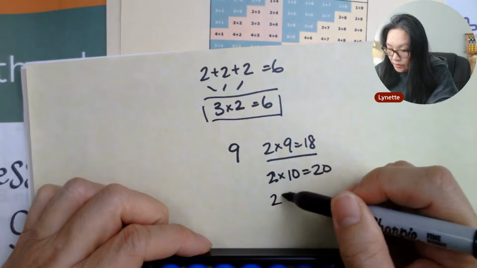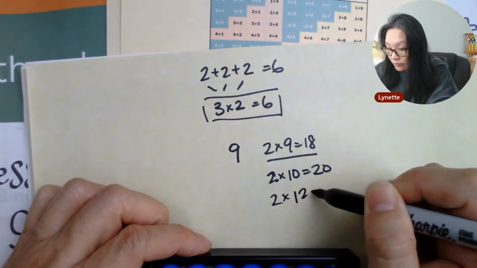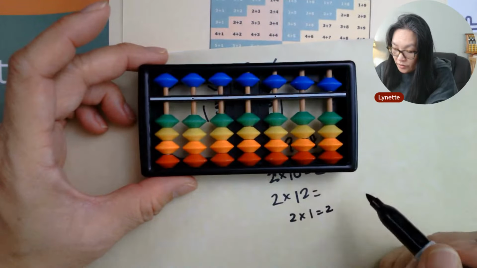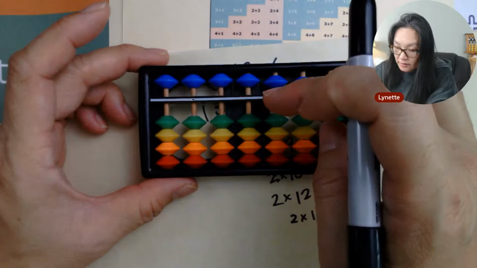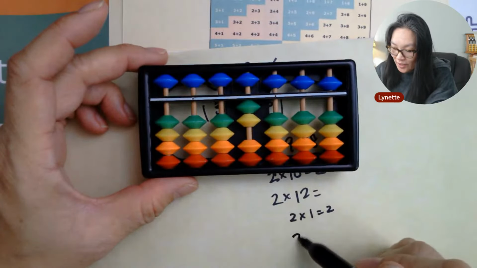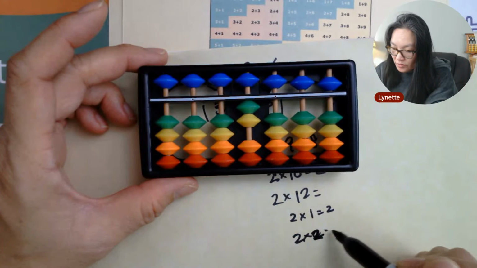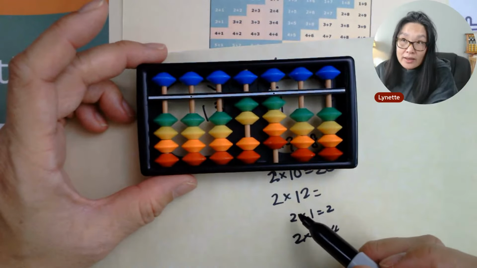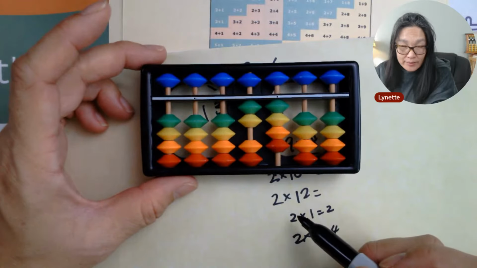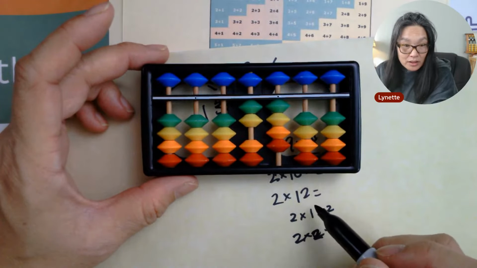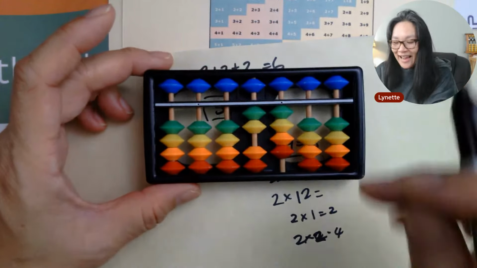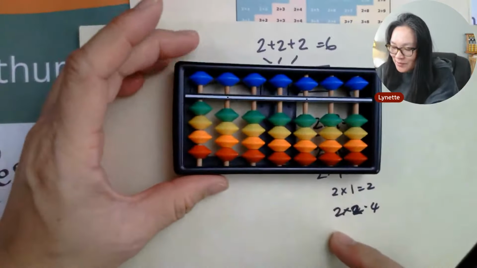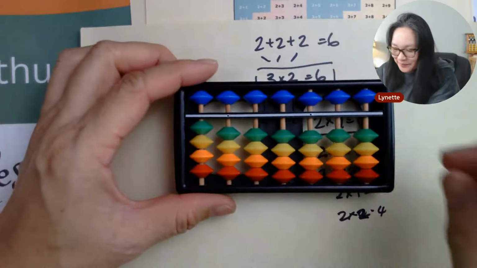Let's do 2 times 12. So on the abacus, we know that 2 times 1 is equal to 2, right? That is here. And then 2 times 2 is equal to 4. Whoa, 2 times 2 is equal to 4, and that's 4. So we don't actually memorize the 12 times table. Why not do doubles? Okay, so we don't do doubles.